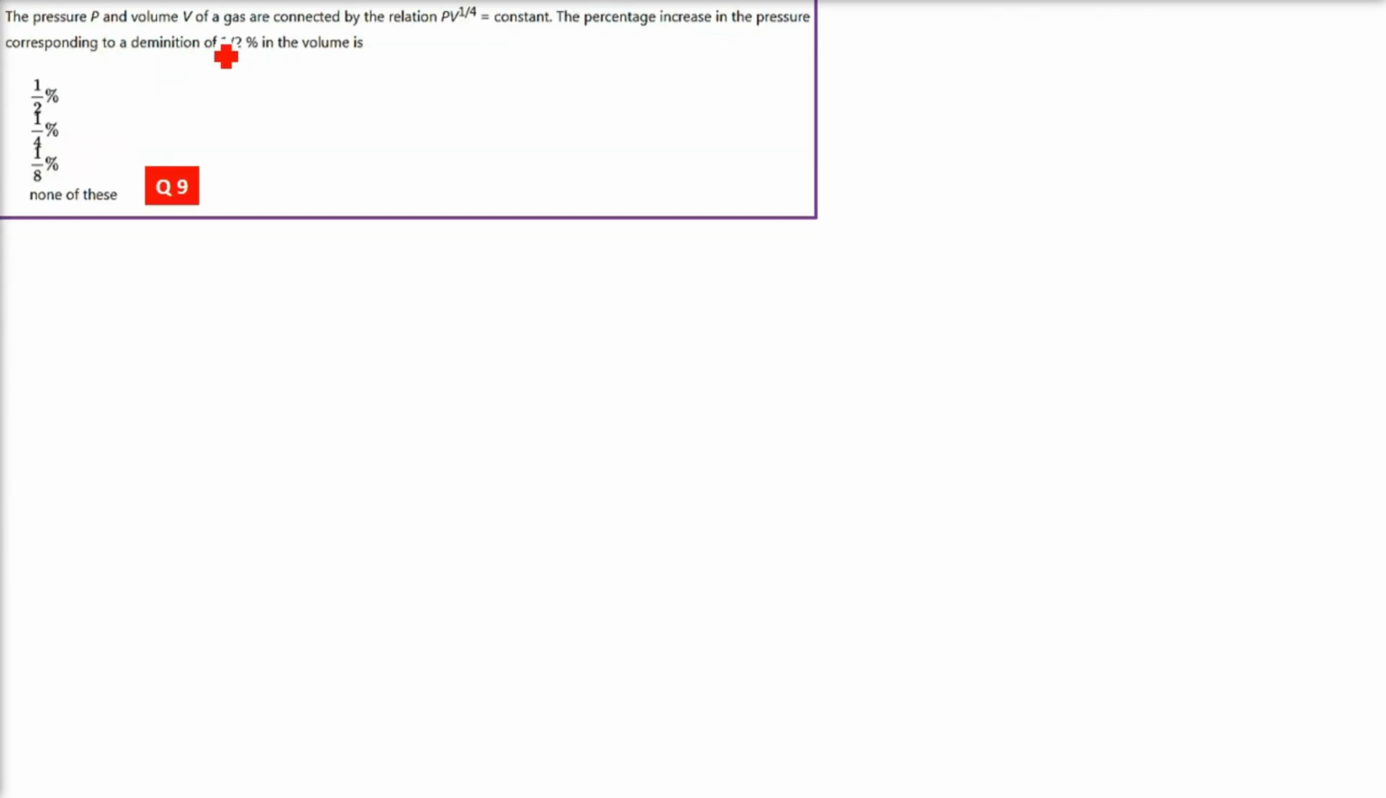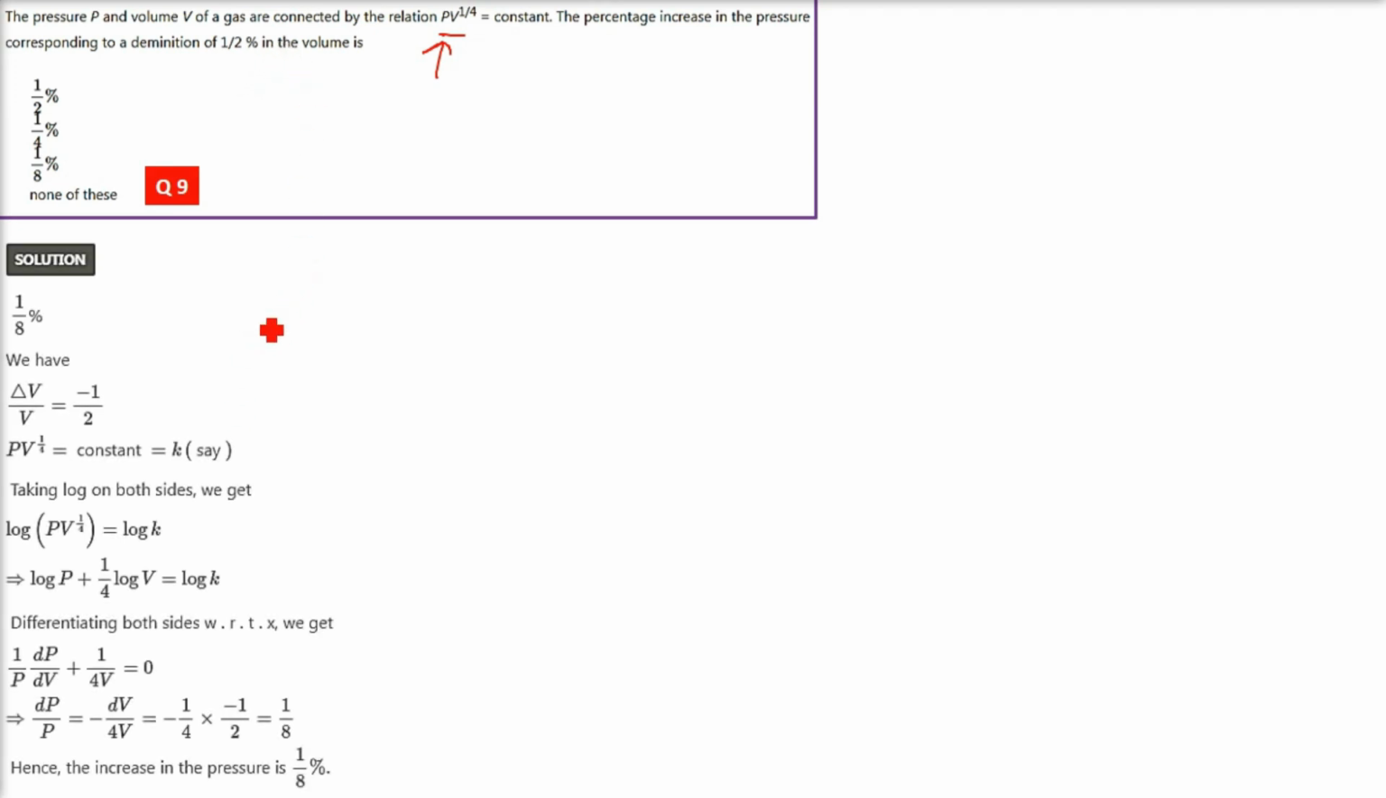The pressure P and the volume V of a gas are connected by the relation PV to the power 1/4, which is a constant. We know that we have to take log. The percentage increase in the pressure corresponding to diminution of 0.5% in the volume is. And now this is the only catch in this question. How are we going to write the last one? If you are aware, you can just follow these instructions which are given on the left, printed, and you can go ahead. And those who want to understand, PV to the power 1/4 is a constant.